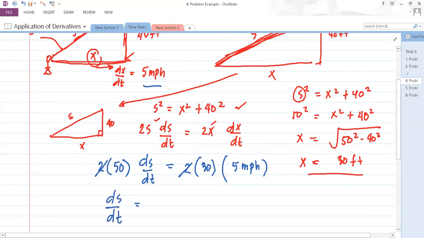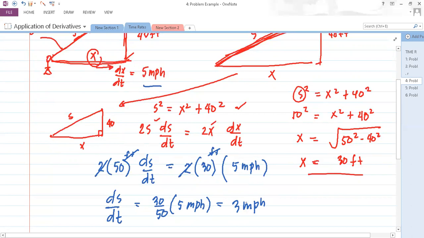Okay, so 30, this is in feet, 50, this is in feet, so magka-cancel yung feet, so miles per hour. So 30 over 50 multiplied by 5 miles per hour, that is equal to 30 times 5, 150 divided by 50, that is 3 miles per hour. So our ds over dt is being rolled out 3 miles per hour.